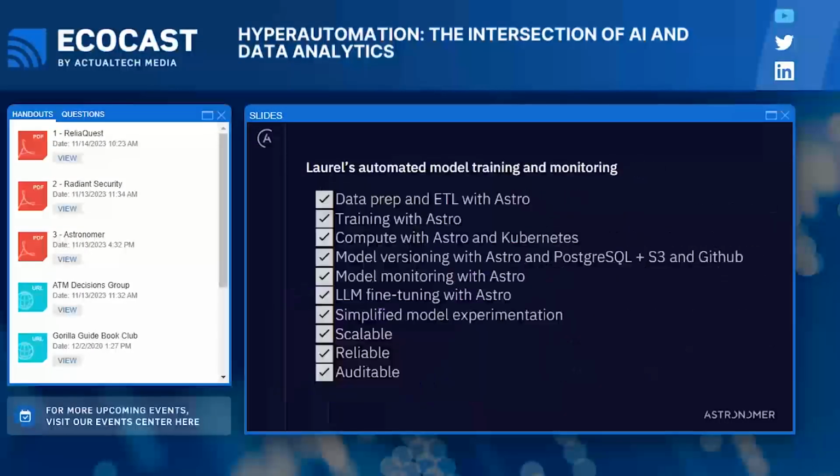So that is one example, and just some of the benefits here: LLM fine tuning, all those different steps that I mentioned before. Orchestration encompassing. Laurel really is the living example of being able to do all those different steps with Astro.